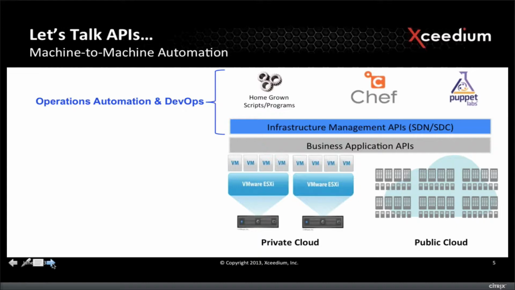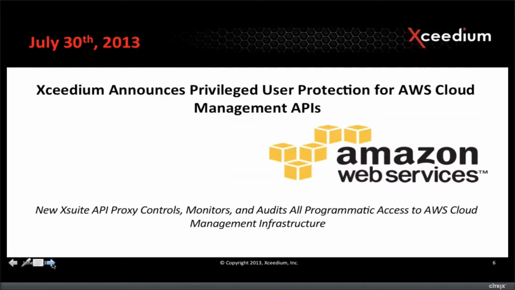Because of that, we've announced today, this is the first time that we're talking about it publicly, a new capability within our Xsuite product. We've added some capability to enable Xsuite to protect the API calls that are made to the management infrastructure. What I'll do now is turn that over to John, and he can take you through how that's working, and then Sean will follow up and show you it live.